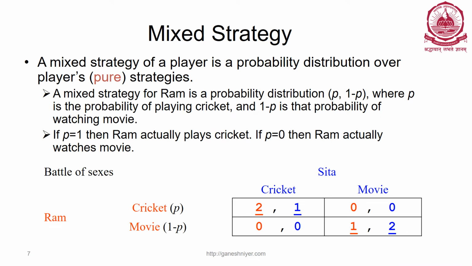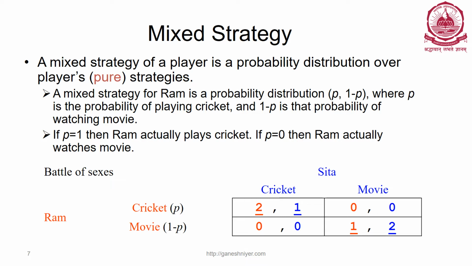So in this example, there are two pure strategy Nash equilibria, which are cricket, cricket, and movie, movie. So the concept of mixed strategy comes here. Since there is no single pure strategy equilibrium, we have to potentially use the concept of mixed strategy equilibrium. A mixed strategy of a player is a probability distribution over the player's pure strategies. So assume P and 1 minus P are the probabilities with which Ram will choose cricket and movie.